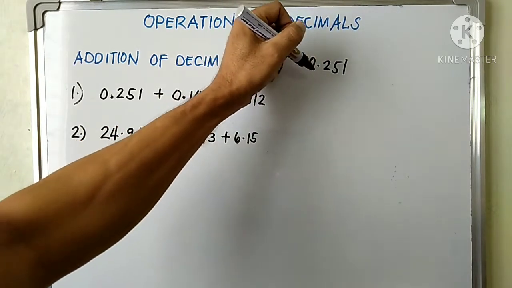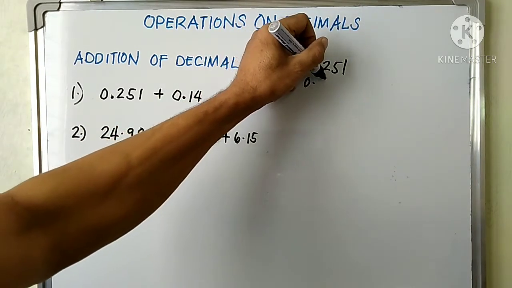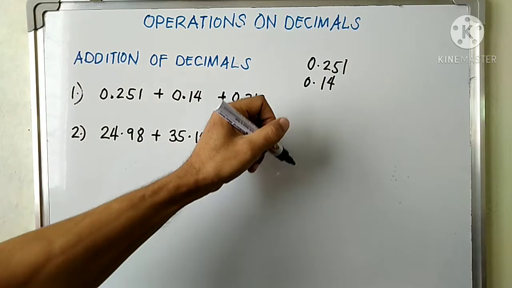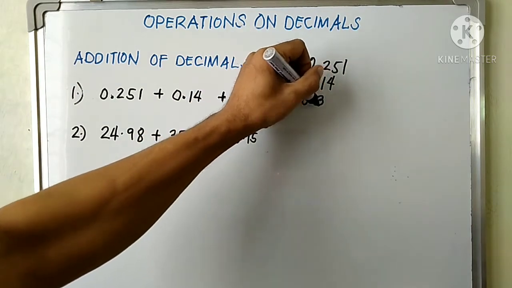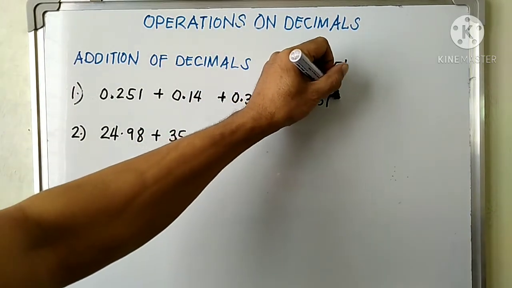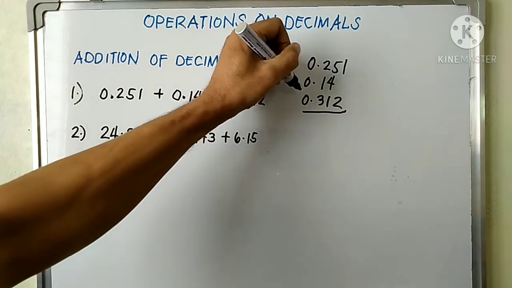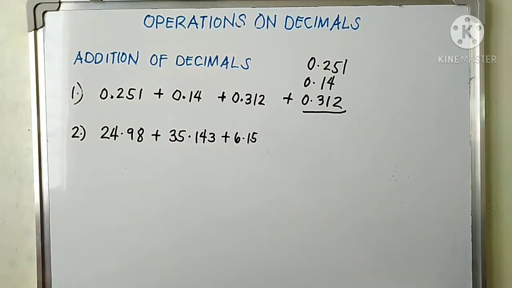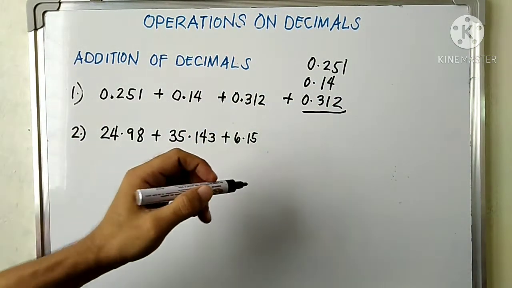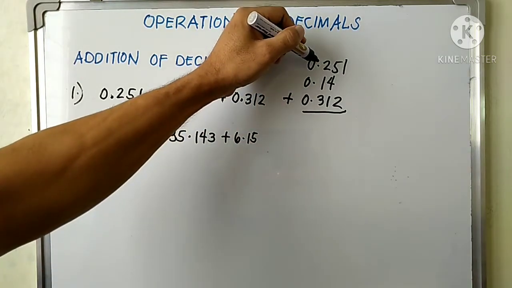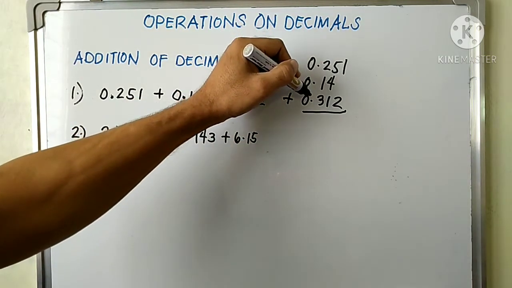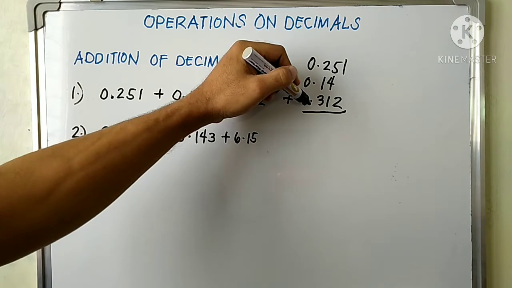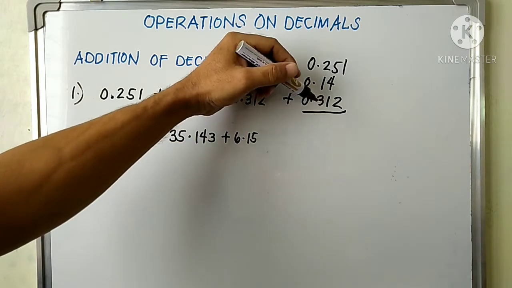0.251, 0.14, 0.312. So to add this, we have to align the decimal points and proceed now to addition.